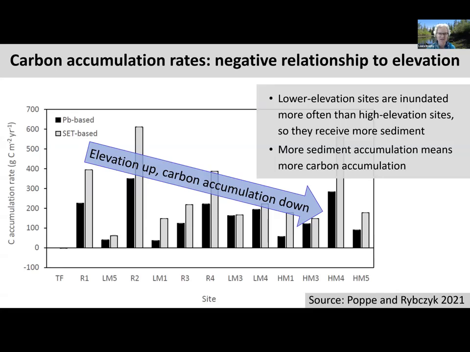This graph is from a study by Katrina Poppy and John Rybzik. John will talk more about it in his talk, which is next. But basically, this x-axis represents their study sites arranged from low elevation at the left to high elevation at the right. And then the y-axis is the rate of carbon accumulation. And generally, as elevation goes up, carbon accumulation rates go down. And that's because lower elevation sites are inundated more often and they just get more sediment, and more sediment means more carbon accumulation.